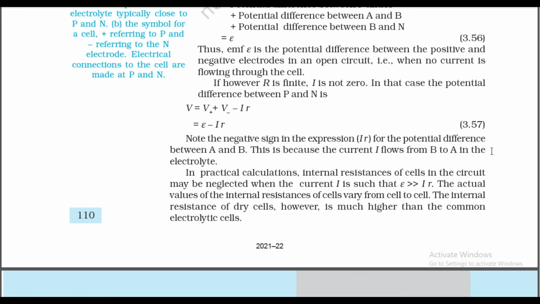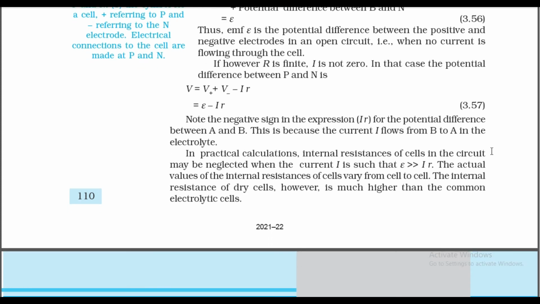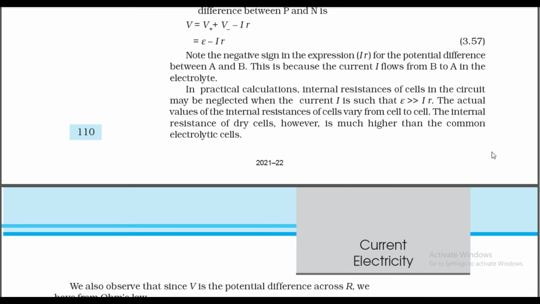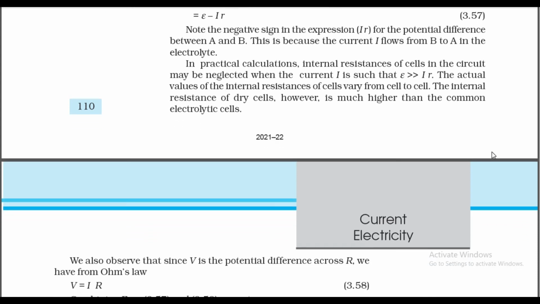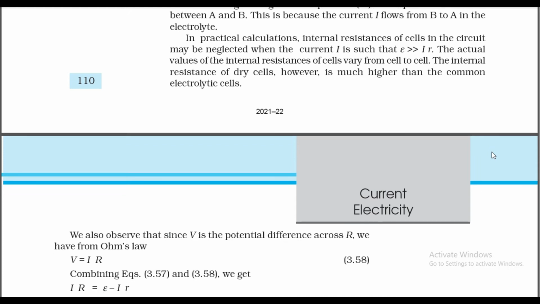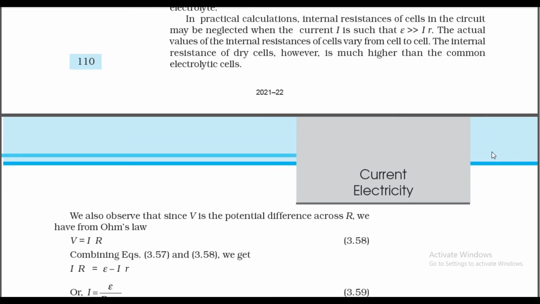In practical calculation, the internal resistance of a cell in the circuit may be neglected when the current I is such that epsilon is much greater than I r. The actual value of the internal resistance varies from cell to cell. The internal resistance of a dry cell, however, is much higher than that of the common electrolytic cells.